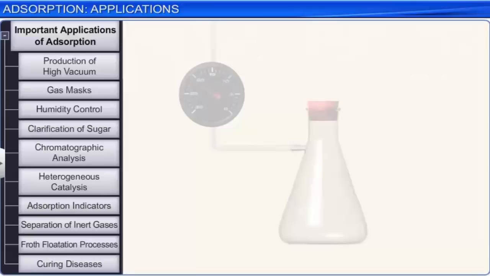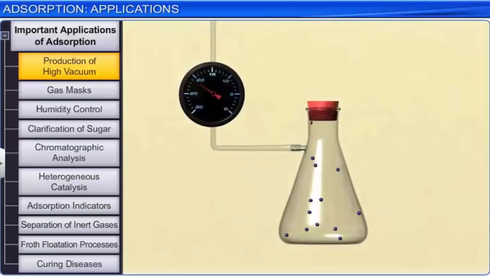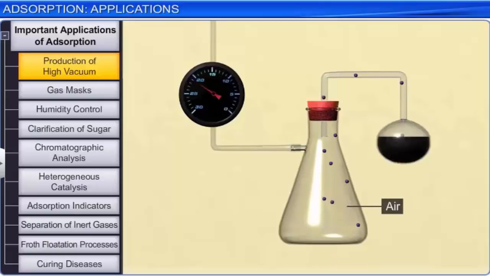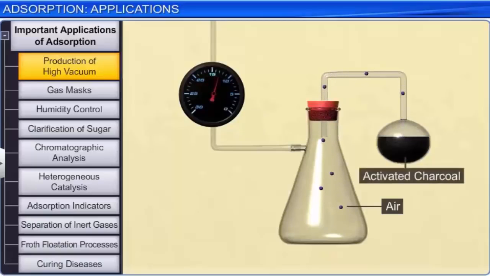We will first discuss production of high vacuum. A vessel that has already been evacuated by a vacuum pump may still contain traces of air. If a bulb of activated charcoal is connected to this vessel, the remaining traces of air get adsorbed by the activated charcoal. This results in the production of a very high vacuum.